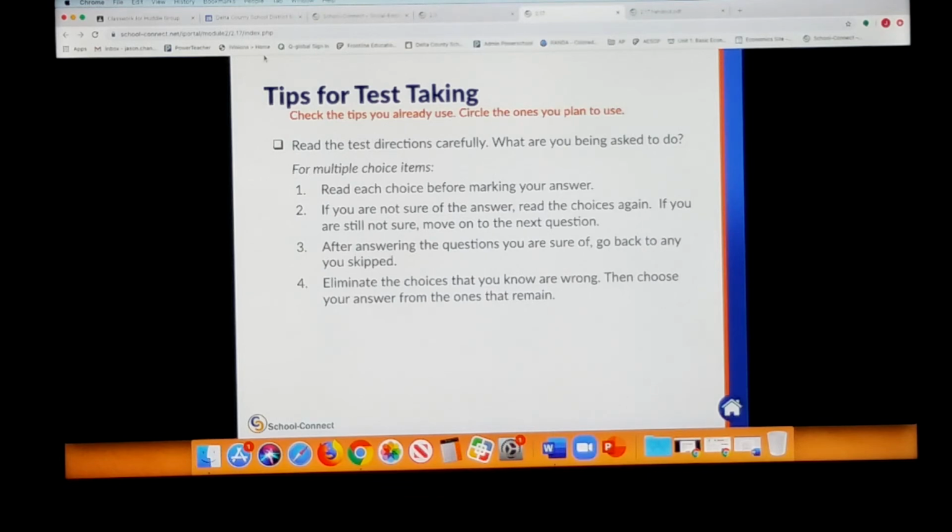So for multiple choice items, read each choice before making your answer. If you are not sure of the answer, read the choices again. If you are still not sure, move on. You can always come back. After answering the questions you are sure of, you go back to the ones you skipped.